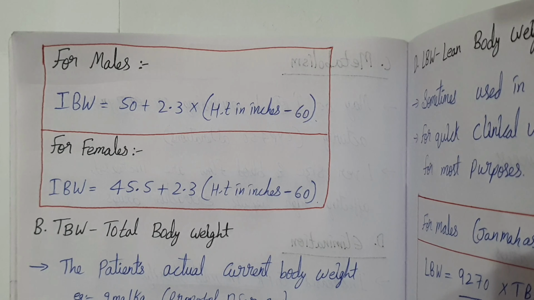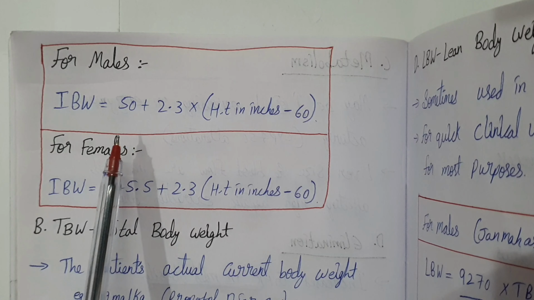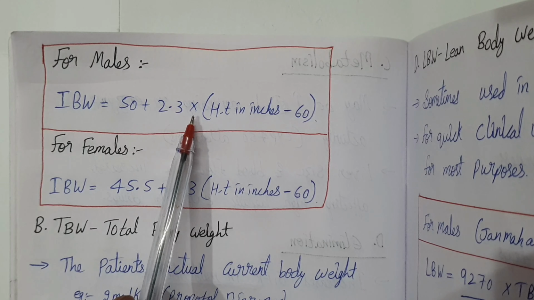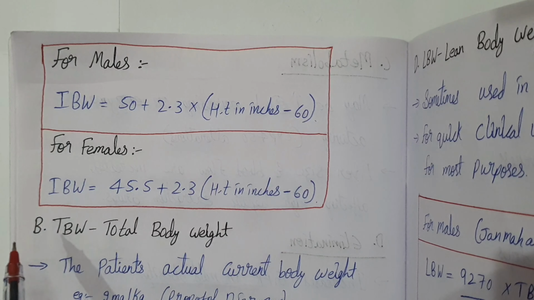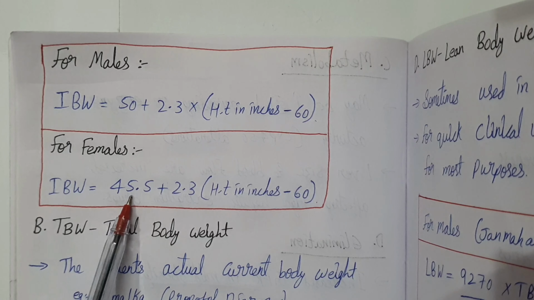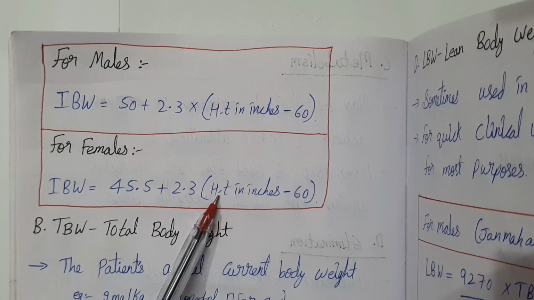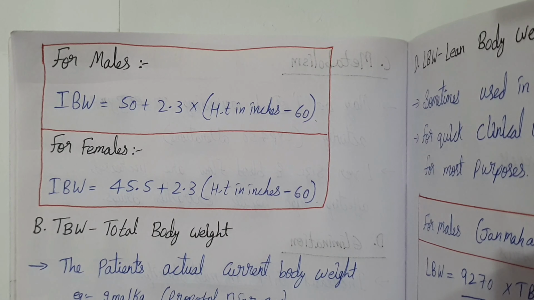IBW has two formulas, for males and females. For males, 50 plus 2.3 multiplied by height in inches minus 60. For females, 45.5 plus 2.3 multiplied by height in inches minus 60.